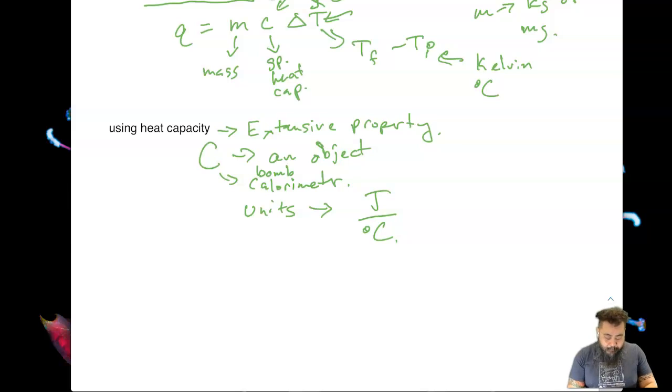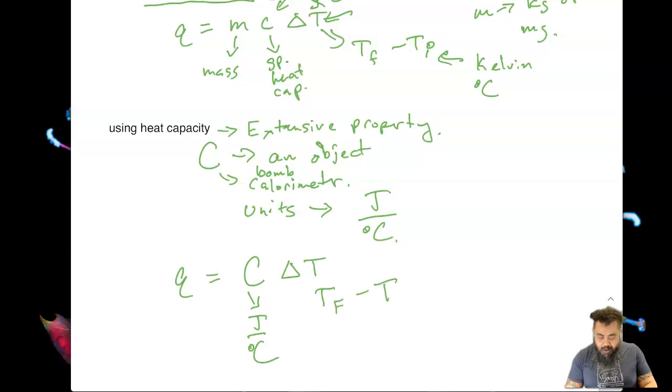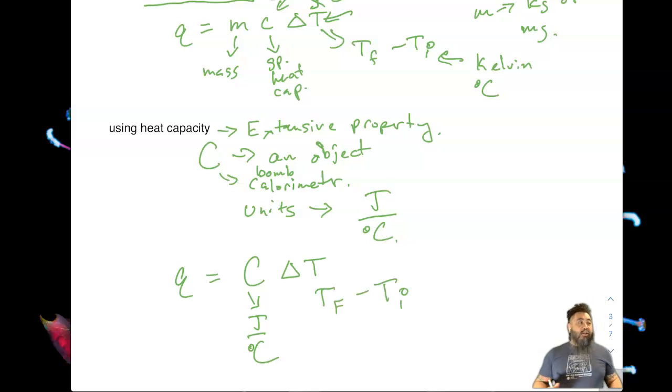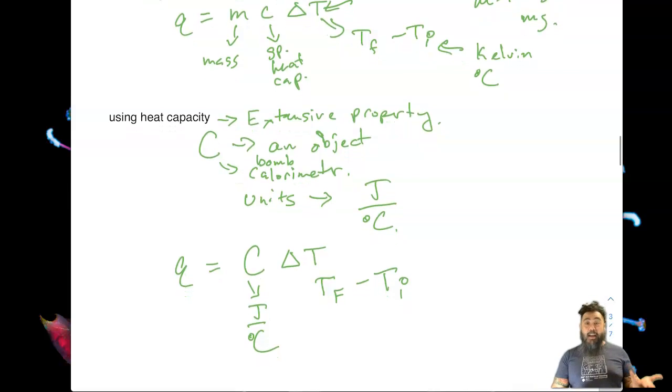The Q to calculate for this is our capital C times delta T. So we get our joules per degree Celsius here, and we get our T final minus our T initial. Based on these couple of definitions, we have plenty to calculate in terms of our next topic, which is going to be calorimeters.